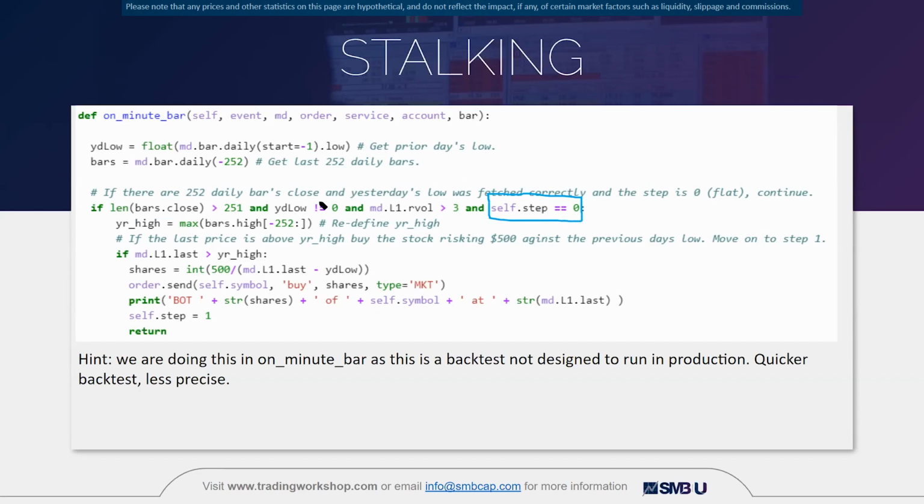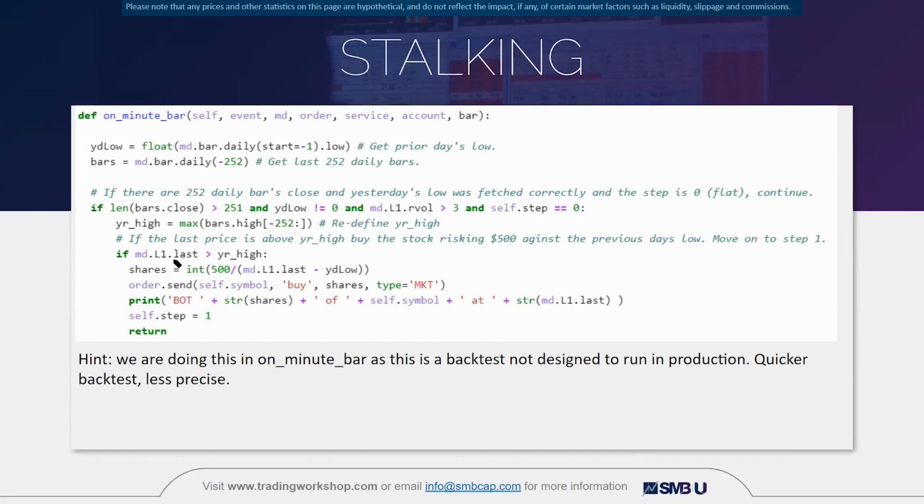And that's something not shown in these slides, this self.step section, which is in the onStart part of the script. So if you go to CloudQuant and you look at an example script, you'll see this in the onStart section. Now we go back and we redefine the year's high. We've already gone over what this is actually doing in the symbol qualified section, so we don't need to go over that again.